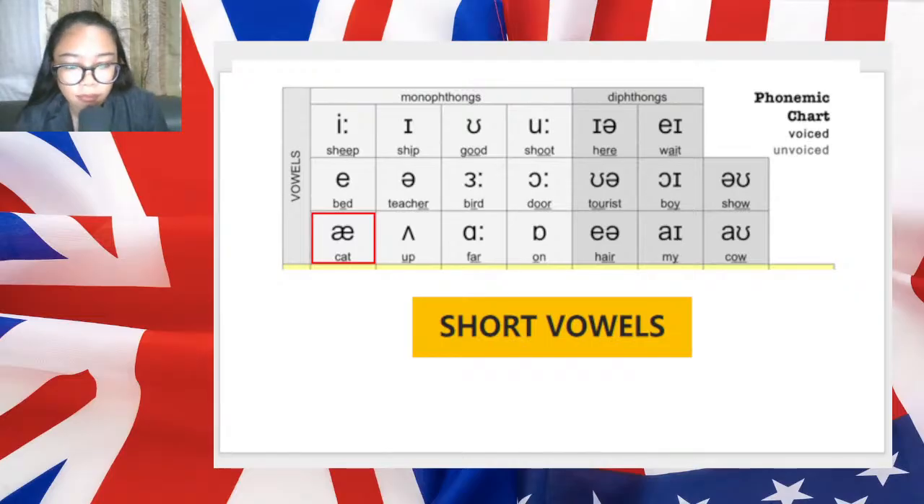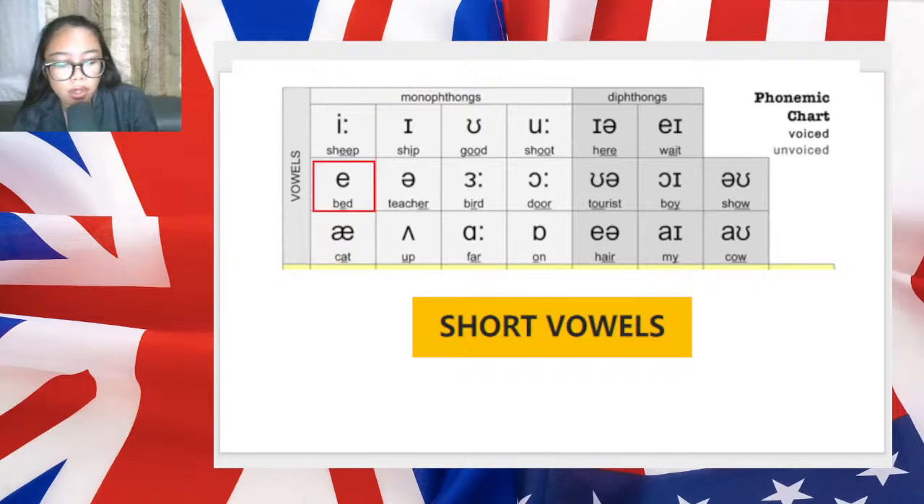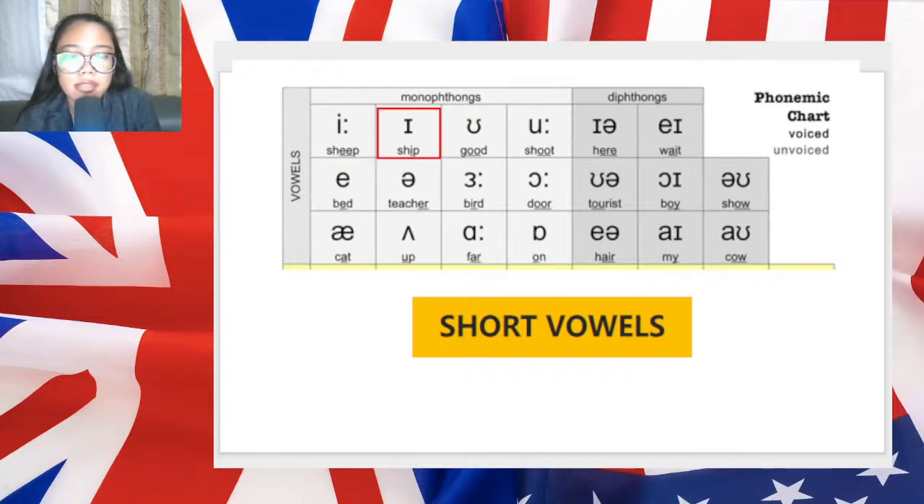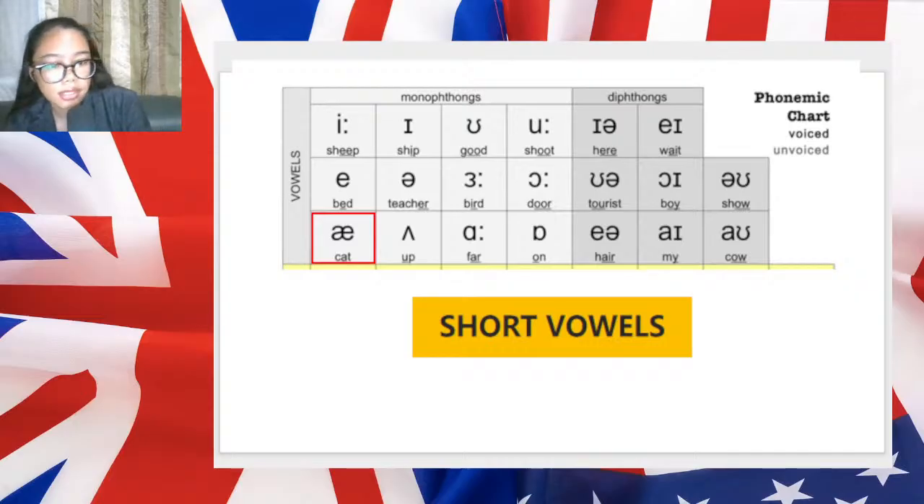Okay. That's the third short vowel sound. So far, we've talked about three vowels in total. First is E, second is E, and lastly, A. Now, that's the third sound. Now, let's move on to this one.